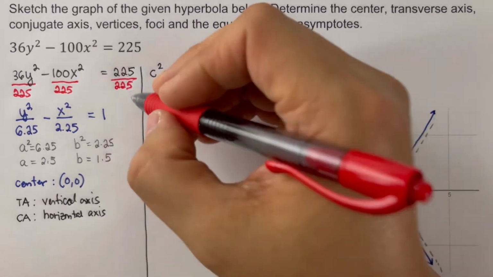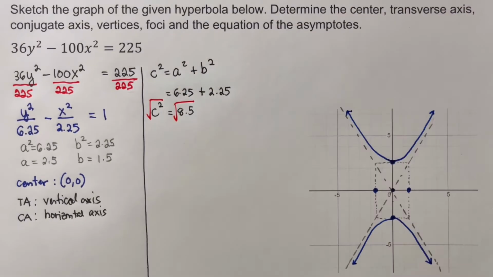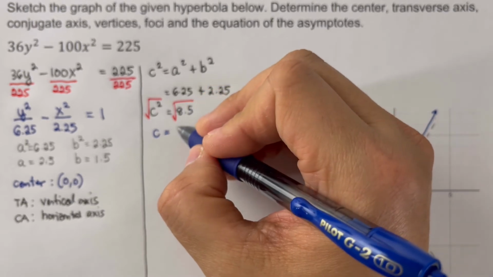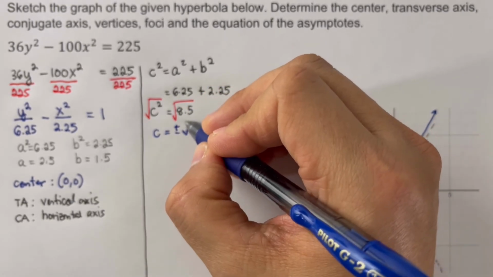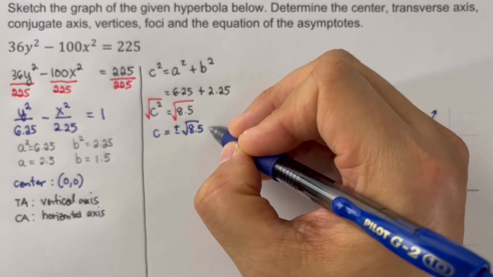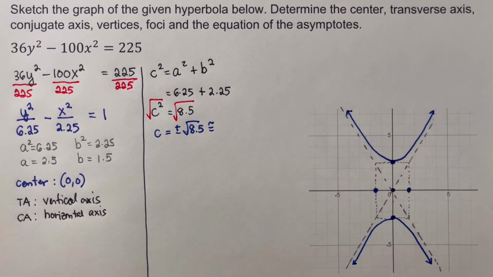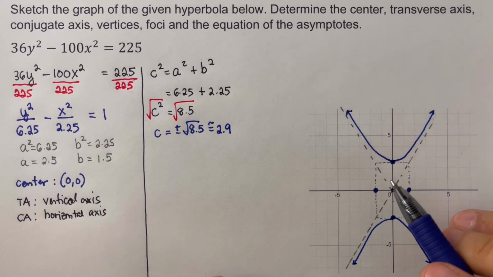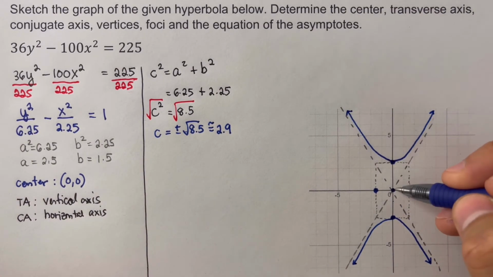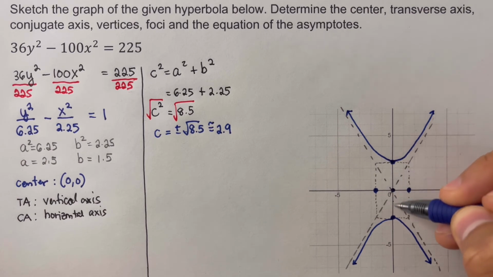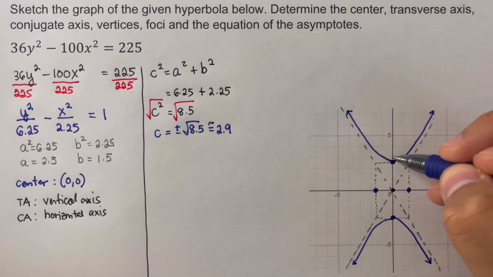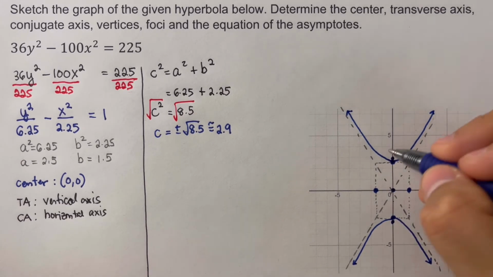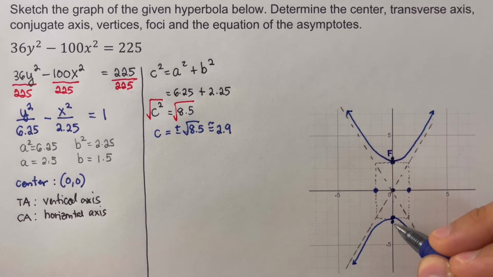Solving for c, we square root both sides. So c is equal to the positive and negative square root of 8.5, or approximately 2.9. I'm going to write that down there. So our focus is located 2.9 up, 2.9 down. That's 1, 2, 2.5, and 2.9 is somewhere here before the 3. So this is our focus and this is our focus.